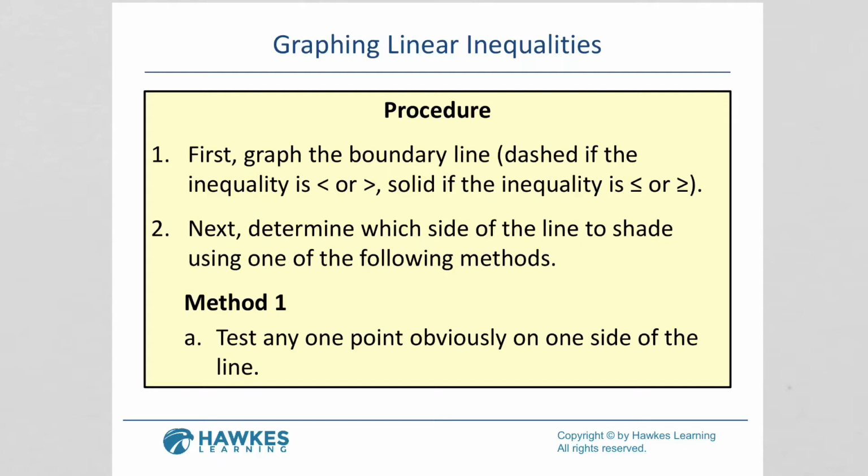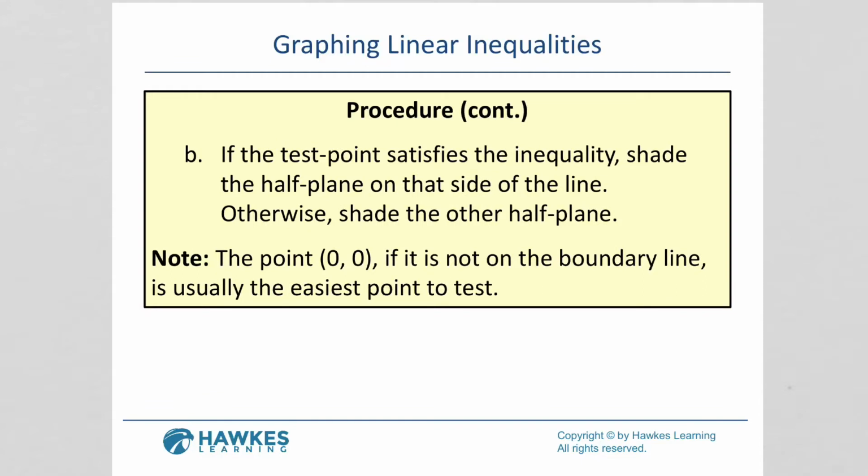Your next step is to determine which side of the line to shade using one of the following methods. Method 1 would be to test any point that's obviously on one side of the line. Then, if that test point makes the inequality true, you're going to shade the half plane on that side of the line. If it's not true, then you're going to shade the other half plane. And whenever possible, if you can put in 0, 0 as your test point, because it's not on your boundary line, that's going to be your easiest test point.